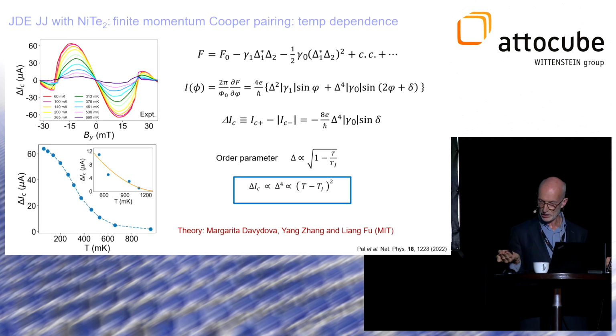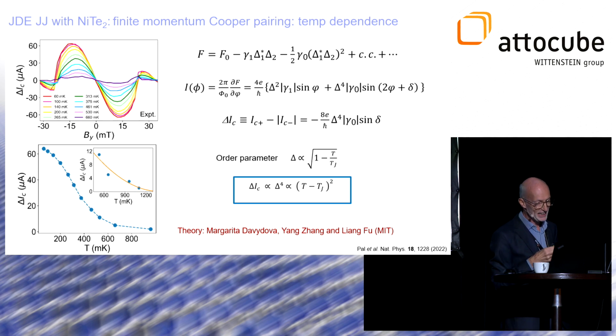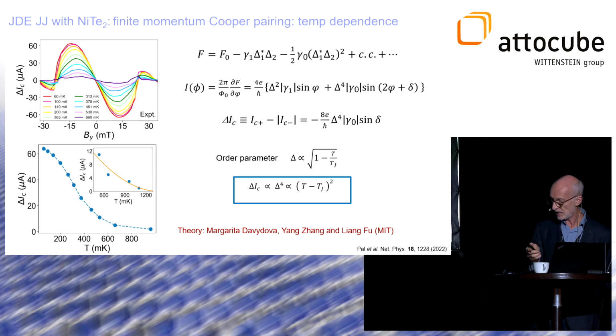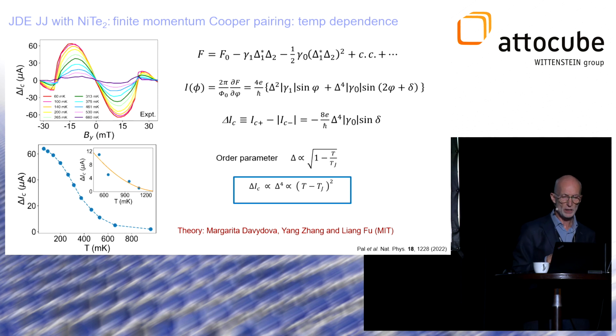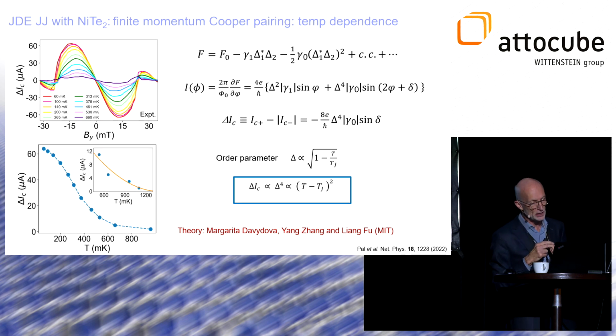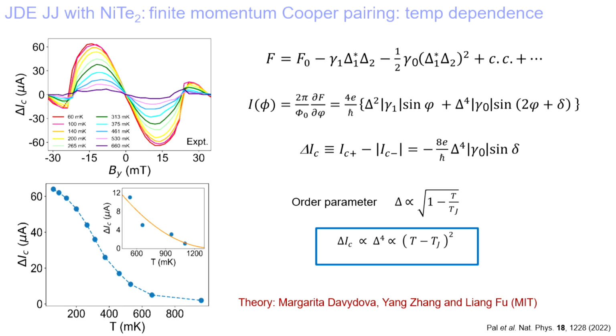And since I'm running out of time, I'll just mention that in collaboration with Liang Fu and Yang Zhang and Margarita Davydova, we developed a theory which is based on second-order Cooper pair tunneling. And when that happens, you get a non-sinusoidal current-superconducting phase difference relationship, which leads to this effect, that you get a diode effect. And it depends on these topological spin-polarized surface states, that the magnetic field basically leads to a broken time reversal symmetry, we believe.